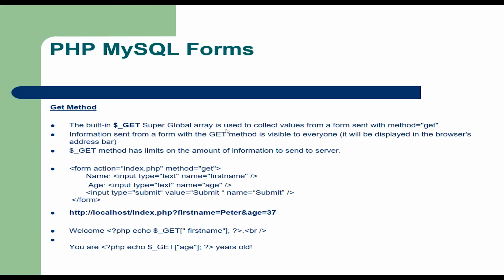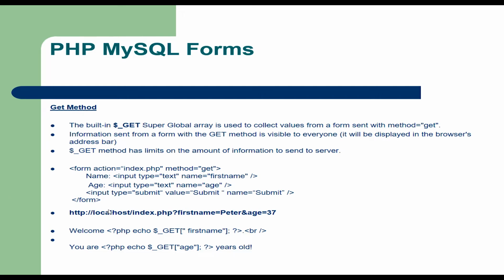The $_GET superglobal array is used to collect the data from the form that was sent using method equal to get. The information sent via the get method is visible to everyone, as the information is displayed in the address bar of the browser.